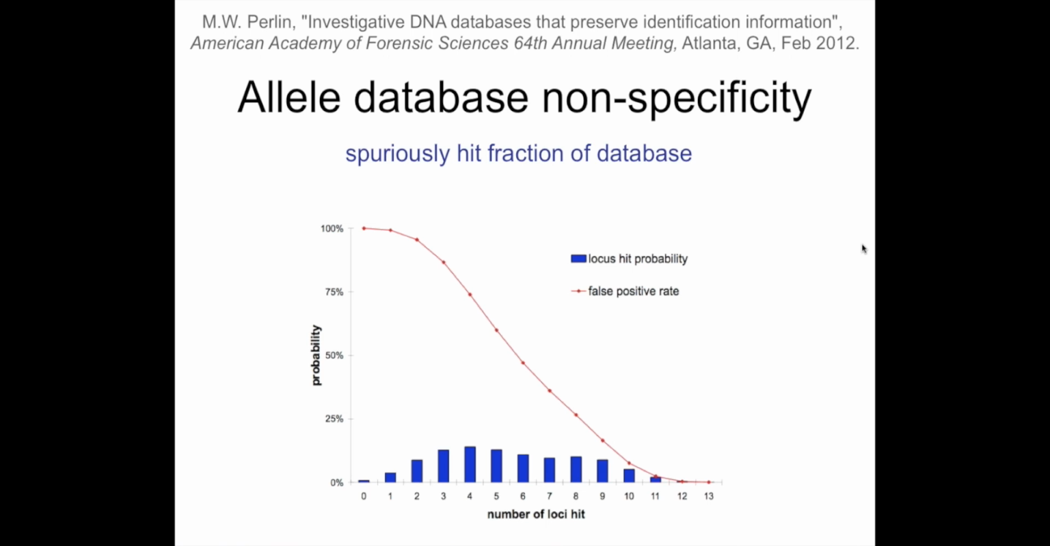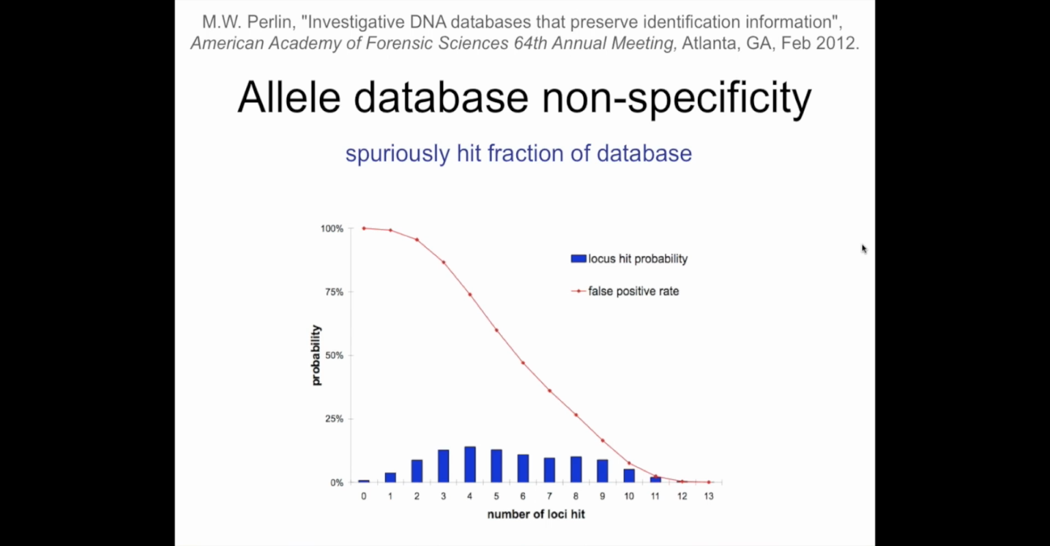And more interestingly, the red line gives a false positive rate. If we read that red line starting all the way in the bottom right where 13 is, there's a false positive rate when all 13 loci are used. But when only 12 loci are used, that red line goes up of having 12 or 13. It's the sum of the blue bars at 12 and 13. At 11, the red line is showing the sum of spuriously hit profiles for 11, 12, and 13.